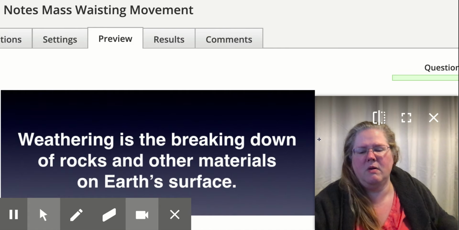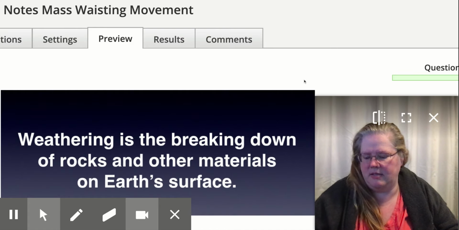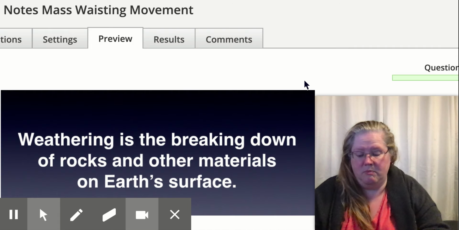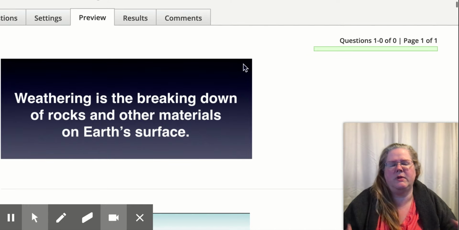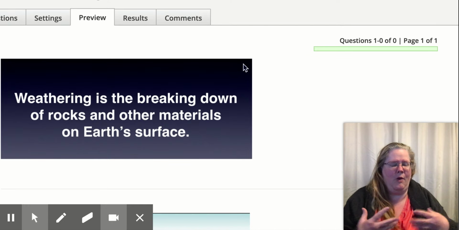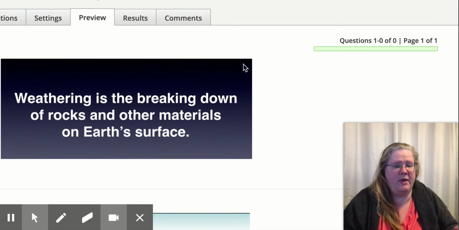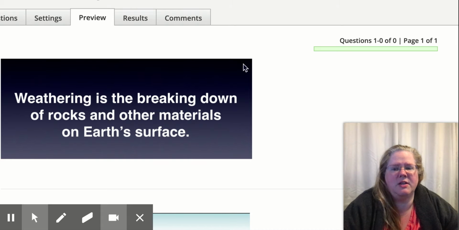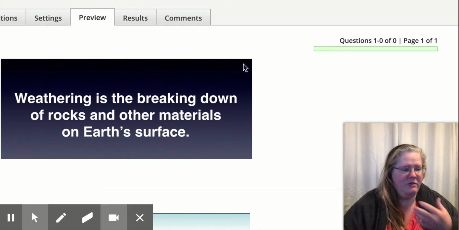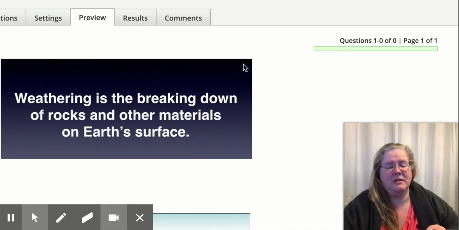Hi everybody, we are going to be taking a look at mass wasting and the movement of mass wasting. And as we look at that, we need to remember exactly how we have stuff to move, which is through weathering. And remember, by now you should know this, weathering is the breaking down of rocks and other materials on the Earth's surface. We've introduced this topic and this definition a lot.